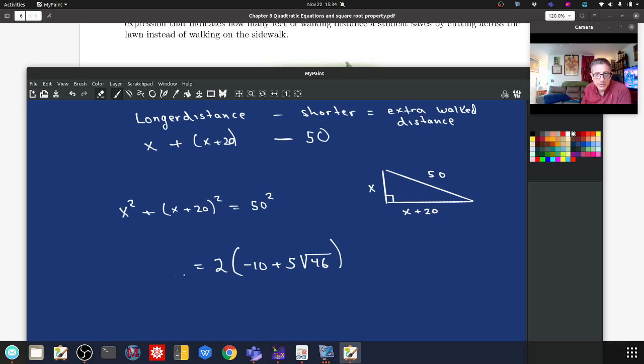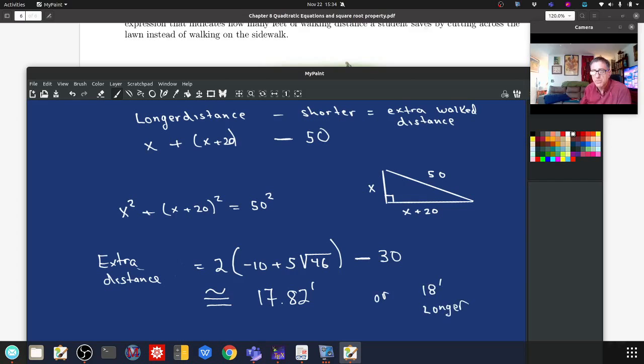And the final answer is extra distance, and then I'm going to subtract from that minus 30. There's going to have to be a lot of simplification done, right? So that's going to turn out to be about 17.82 feet, or about 18 feet longer if you go by the sidewalk.